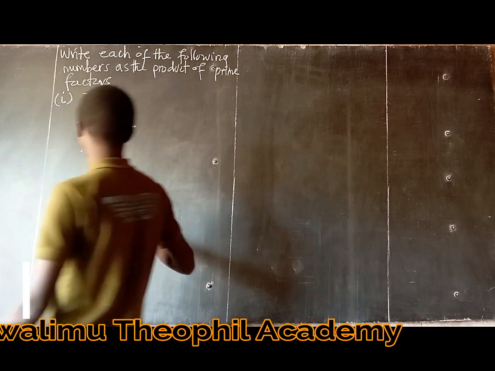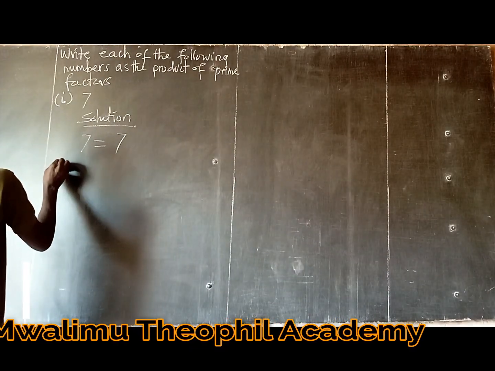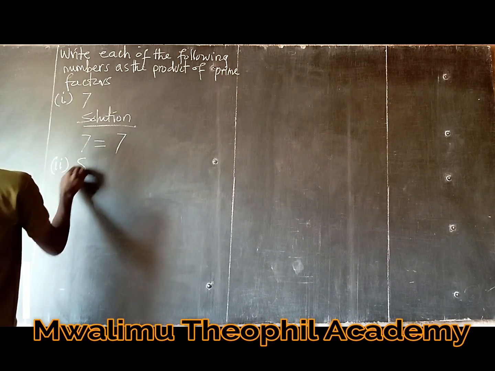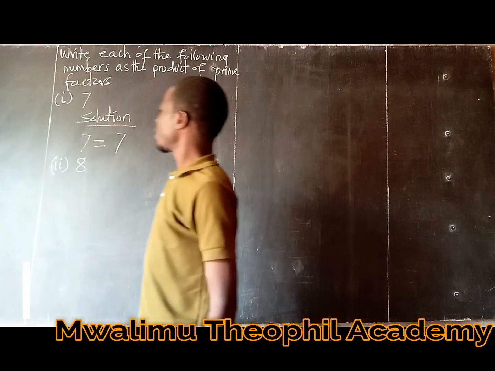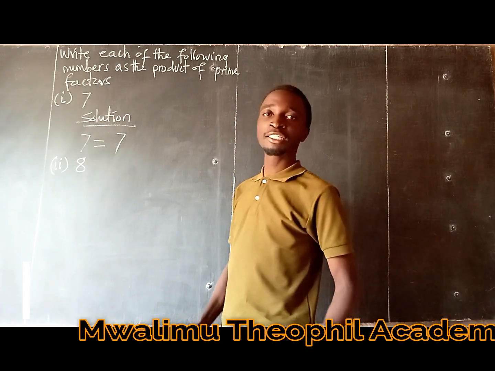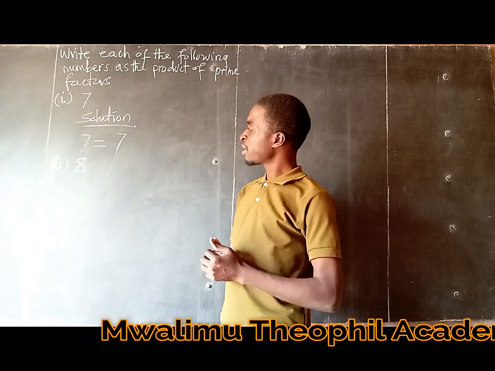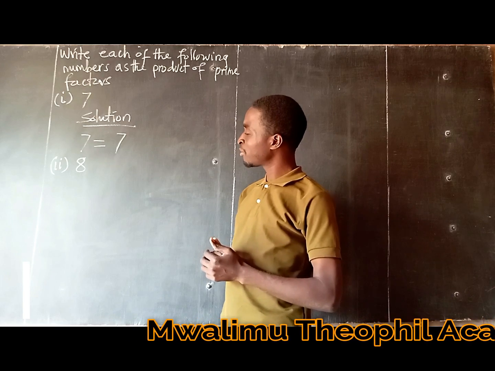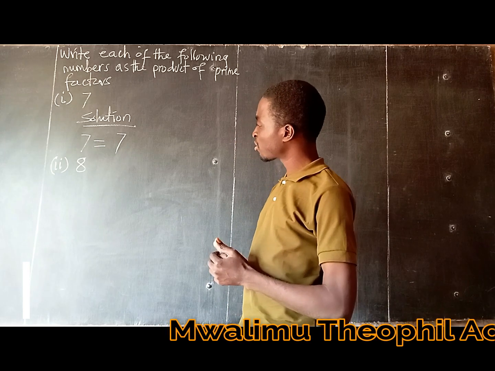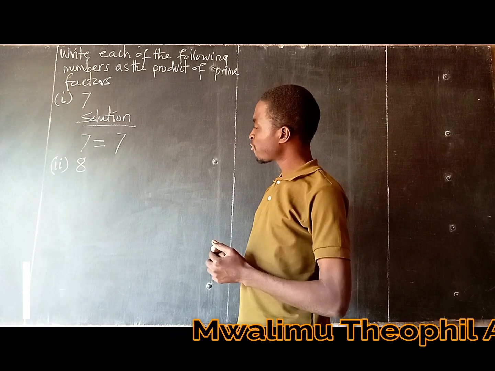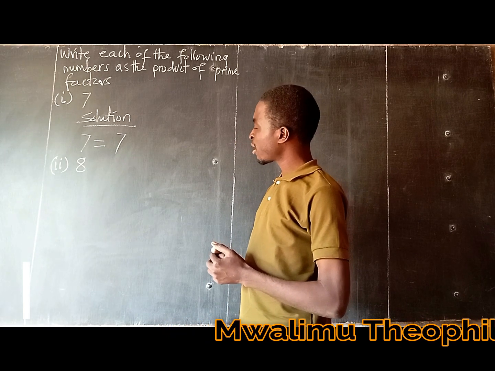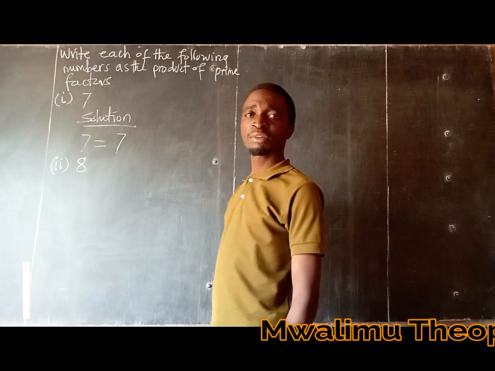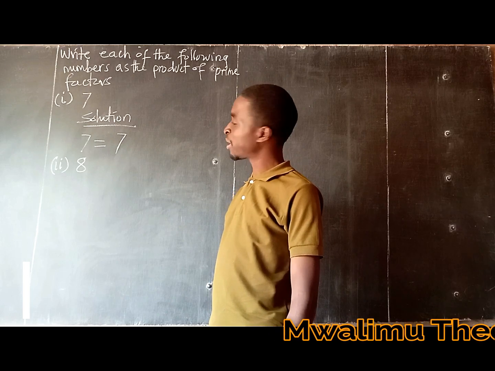Let us see the second example. The second example may be to write the number 8. Now let us see 8. To write 8 as the product of prime factors. Here, when you see 8, the prime factor which can divide 8 completely is 2. I think 2 is the only prime factor which can divide 8 completely without a remainder.